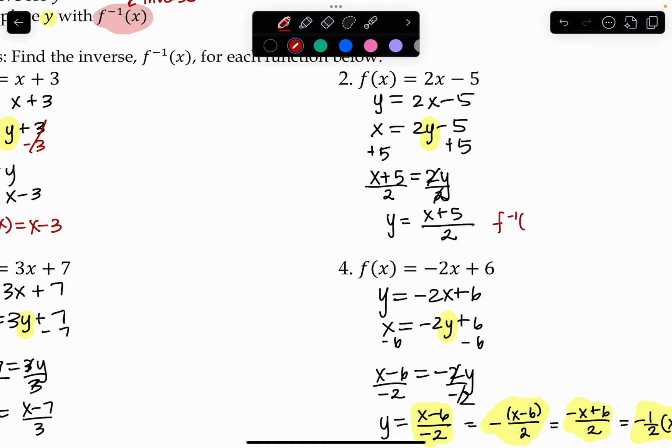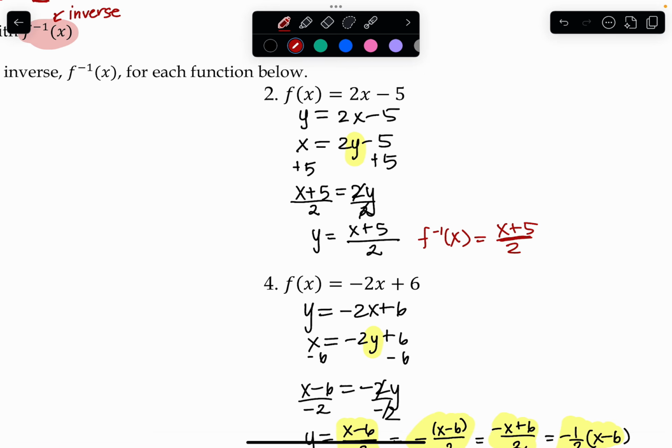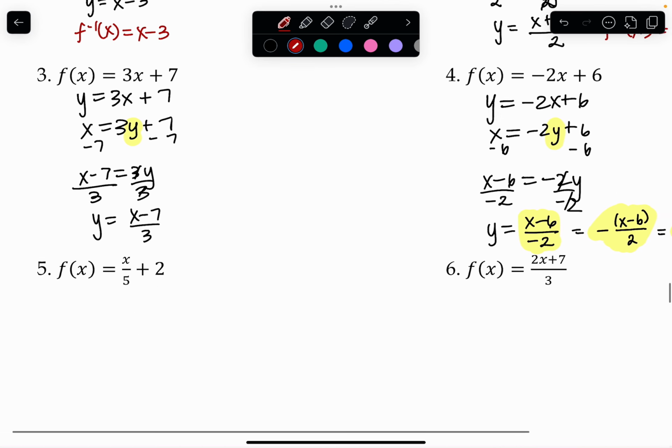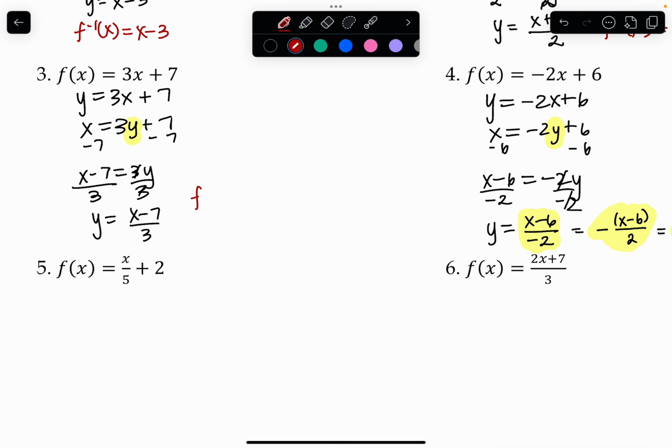F inverse of x equals x plus 5 over 2. Just like the other example, if you wanted, you could write this as 1/2 times x plus 5. You'll see why that's valuable later in the year. Over here, we have f inverse of x equals x minus 7 all over 3, or you could view that as 1/3 times x minus 7. Those are equivalent. You could even distribute the 1/3 if you wanted to.